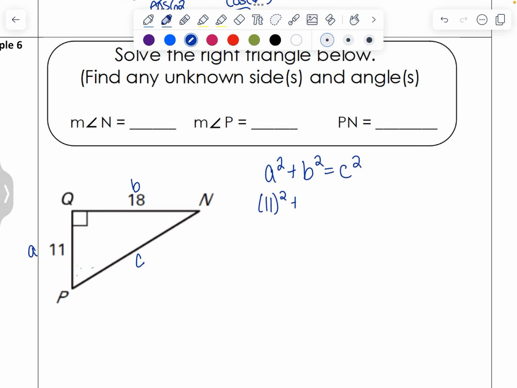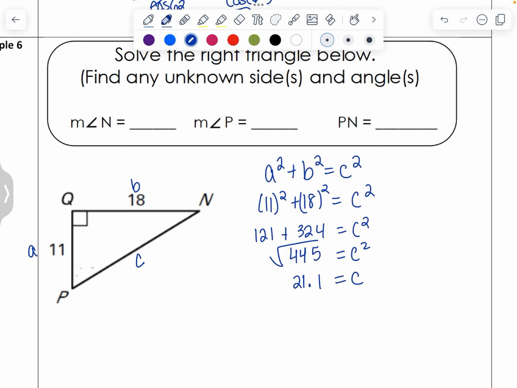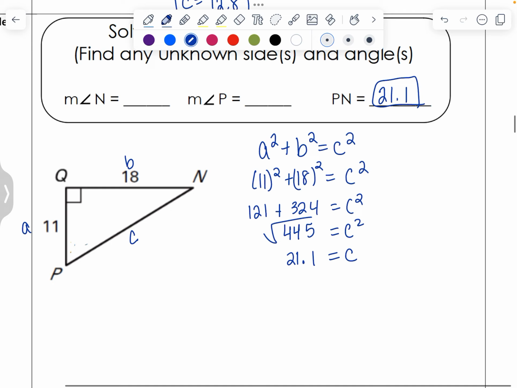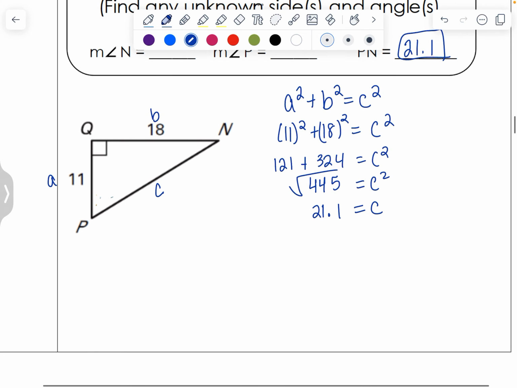So 11 squared plus 18 squared equals C squared. It's 121 plus 324, which is 445. The square root of 445 is approximately 21.1. So that's what we'll say this side length is. And then to find the missing angles, we have to use inverse trig.